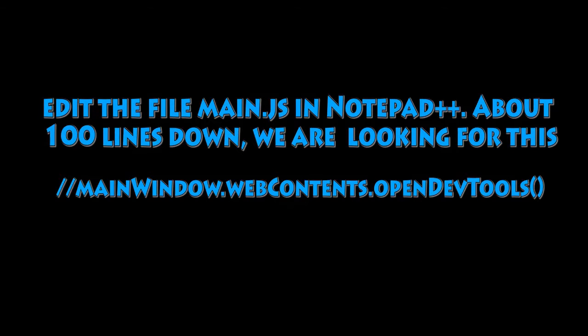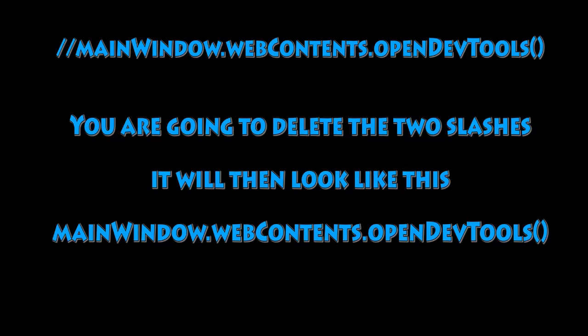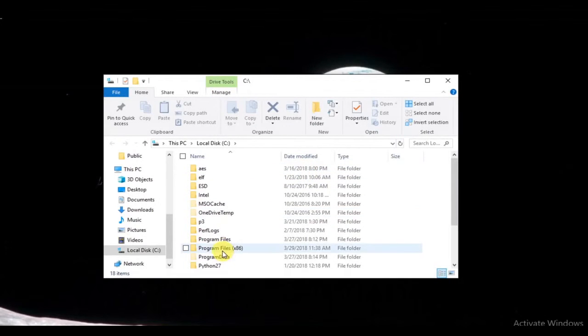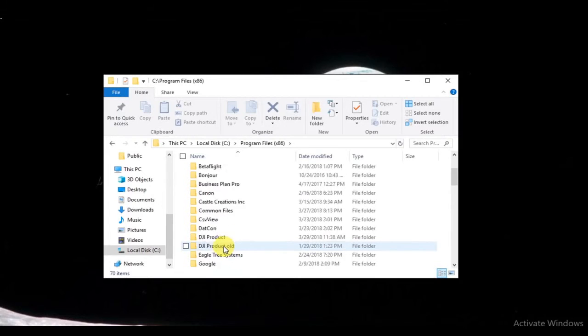You're basically going to delete those two slashes off of the very beginning of that line where it says /main window.webcontents.opendevtools. Basically that's just commenting that line out. We're going to delete those two slashes by editing that file.